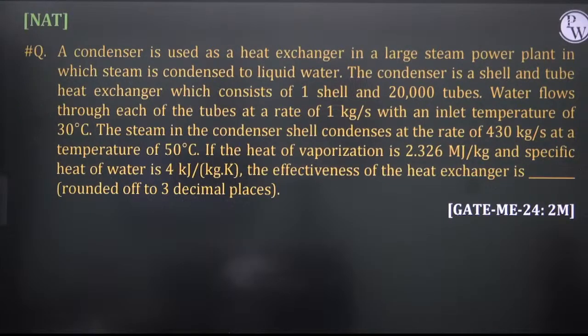So there is a condenser type of heat exchanger, correct? The condenser is a shell and tube heat exchanger which consists of one shell and 20,000 tubes. Water flows through each tube at a rate of 1 kg per second. So the total mass flow rate of the water is 20,000 kg per second. And the inlet temperature is given, that is 30 degrees Celsius.